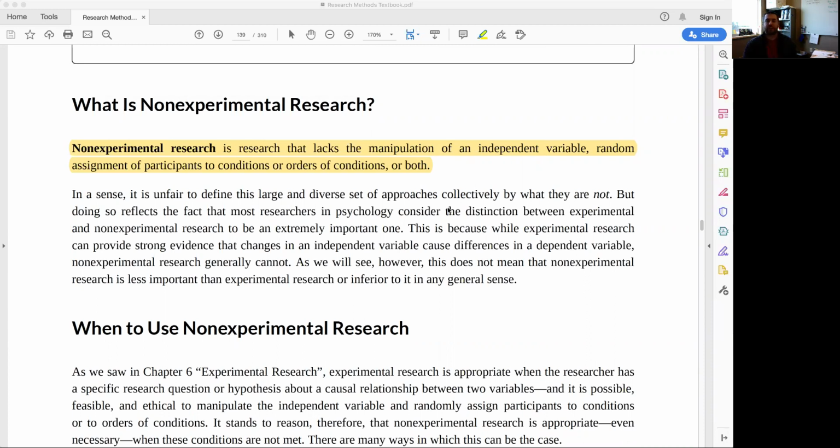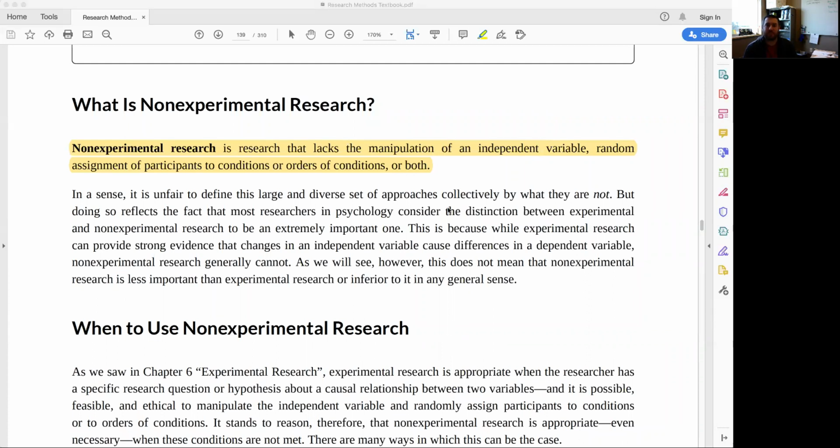Your textbook defines it as research that's lacking manipulation of an independent variable, random assignment of participants, or both. So those are really hallmark examples of a true experiment. Now, many times you will hear the term experiment get loosely used to explain a study. And so do your best not to kind of equate those two.